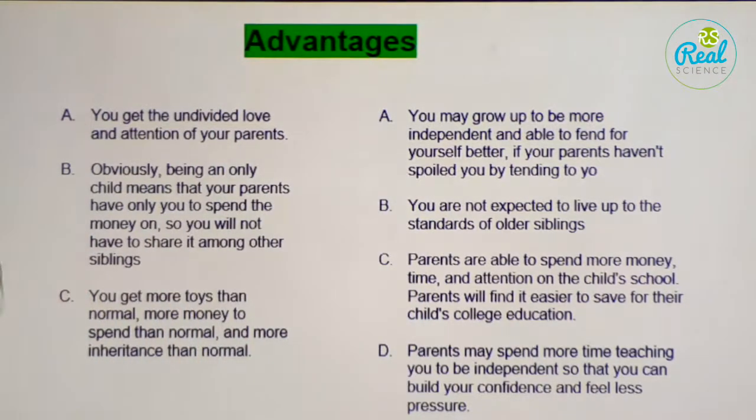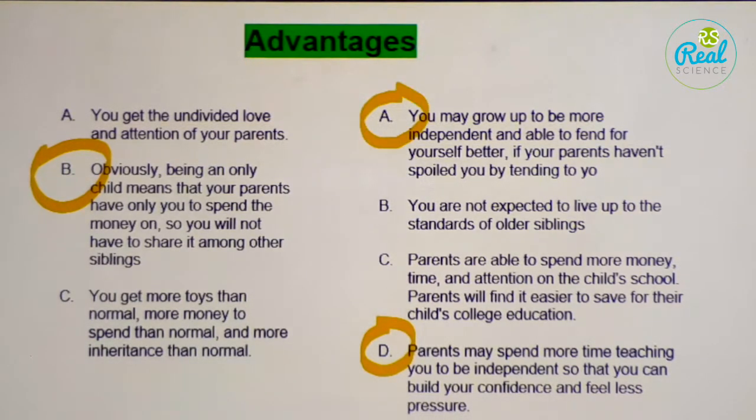Okay, let me mark. Not for this one. I think you can get a lot of choice. Okay, B is you saying. I think C is not useful for this topic. You may get more choice than a normal one. Okay, D, parents may spend more time teaching you to be independent. Okay. And A1, second A. You may grow up to be independent. A and D, more? Yes.